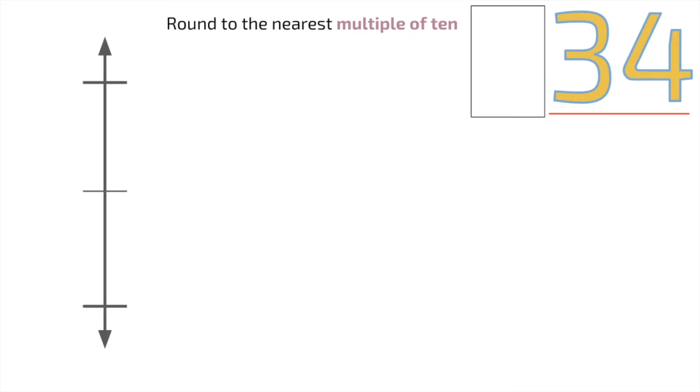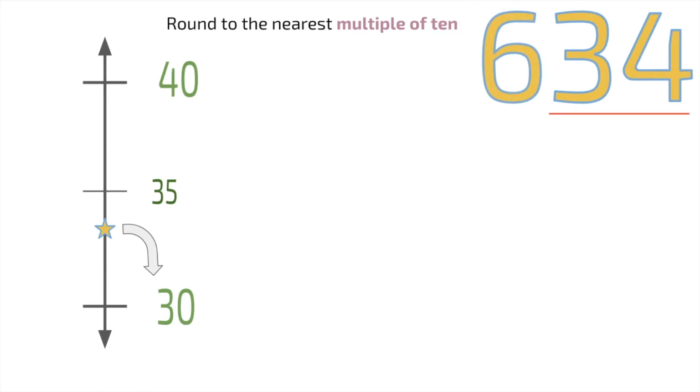34 is in between what multiples of 10? I know it's more than 30 and less than 40. Right in the middle between 30 and 40, 35. 34 is slightly less than 35, which means 34 would round to 30. But remember, our number isn't really 34. It's 634. So let's add on that 600. Boom, 634 rounds to 630 when we're rounding to the nearest 10 anyways.